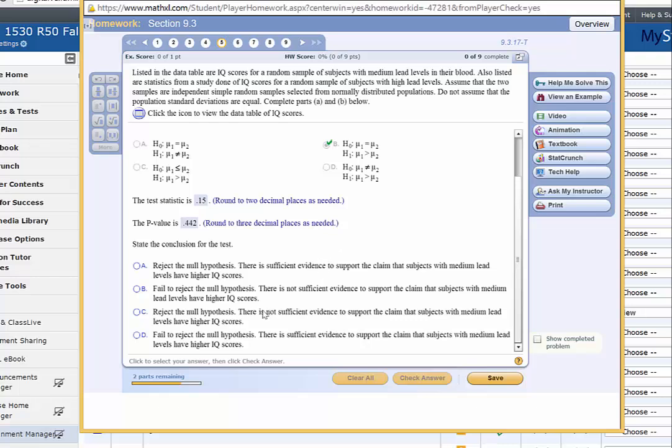We will fail to reject the null hypothesis and conclude that there is not sufficient evidence to support the claim that subjects with medium lead levels have higher IQ scores.